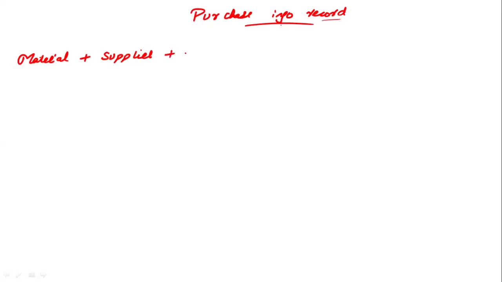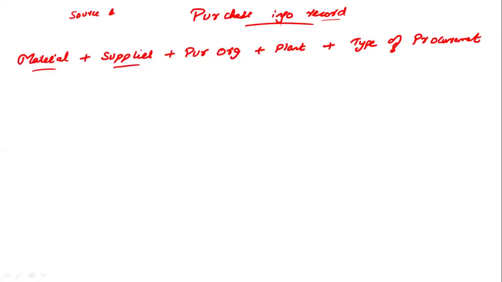Okay. In which purchase organization is going to buy this? Plus for which plant you're buying it, plus what type of procurement it is. In these terminologies, you know what is material, you know what is supplier, and this material is purchased from which supplier you will get from source list. But you can extend your combination. Which purchase org is buying or which plant it is buying.